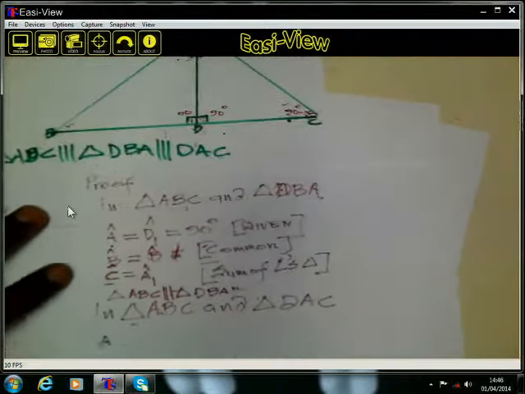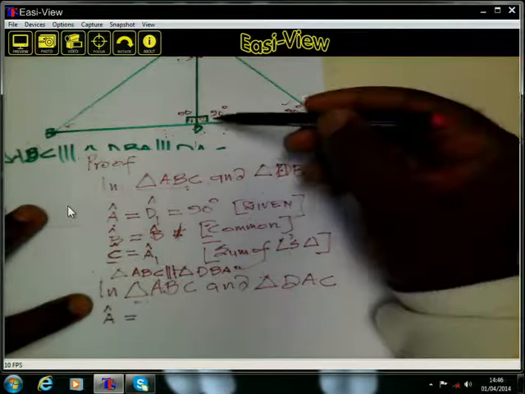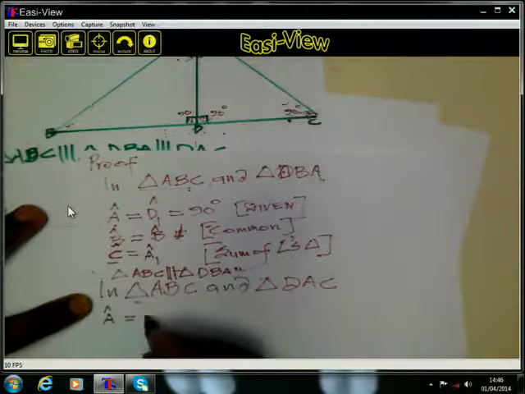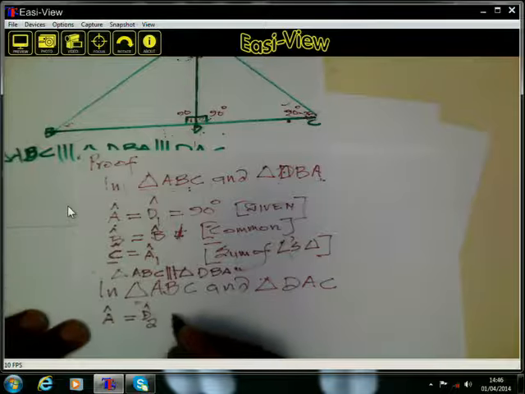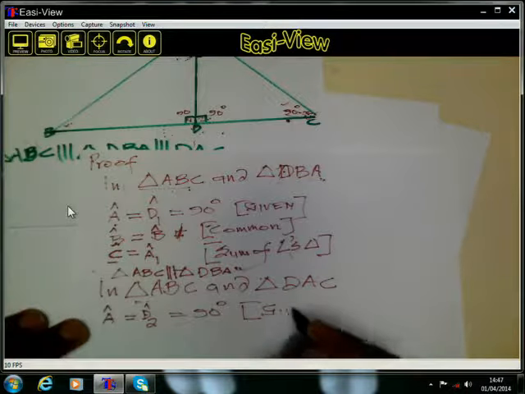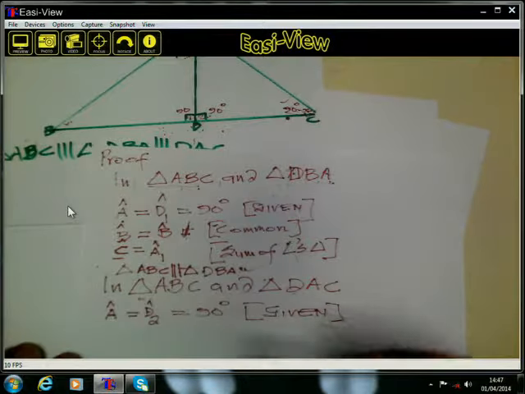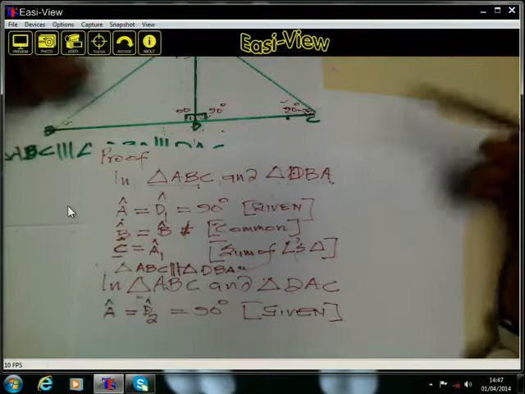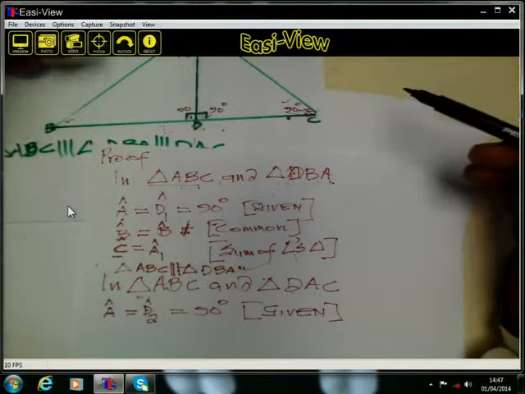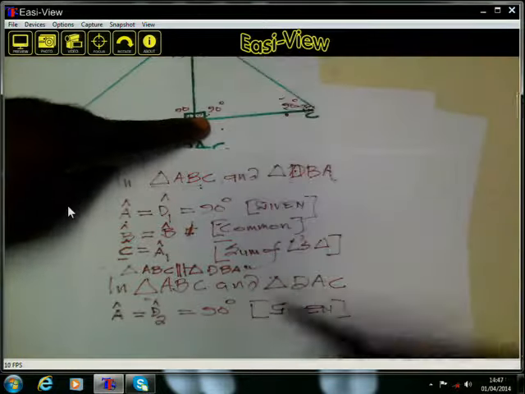angle A, that is for the bigger triangle, A of ABC, is going to be equal to what? It's going to be equal to angle D2. The reason is both of them are equal to 90. And fortunately, we are given that. Their magnitude is 90, and that is what is given to us. Fine. That is the first pair of angles that we have identified to be equal in the two triangles, triangle ABC and triangle DAC.